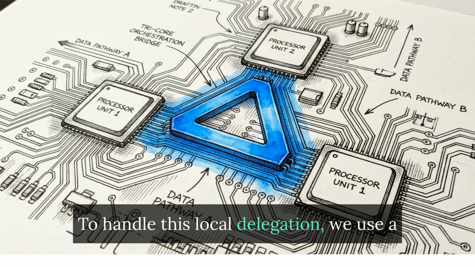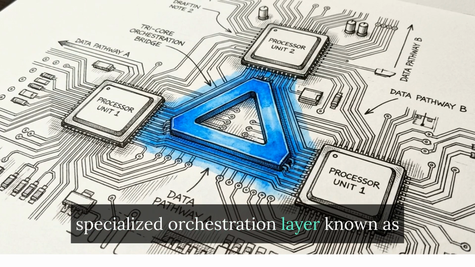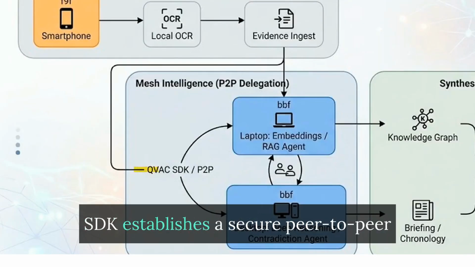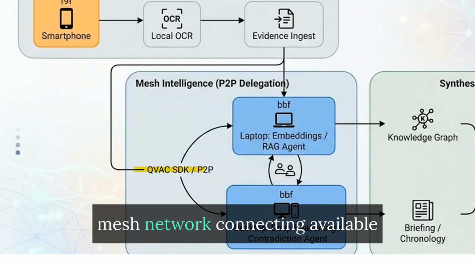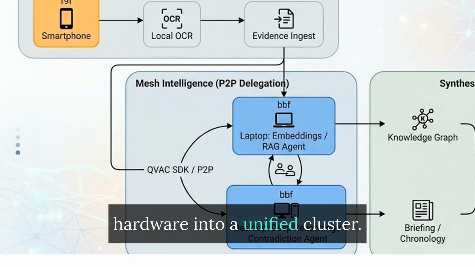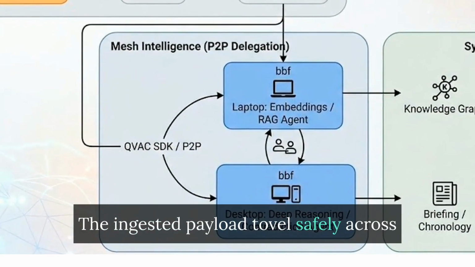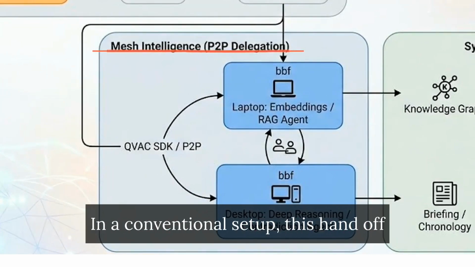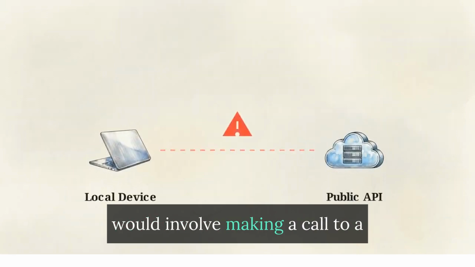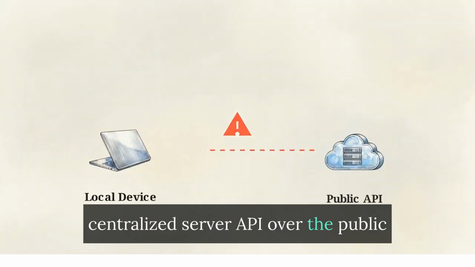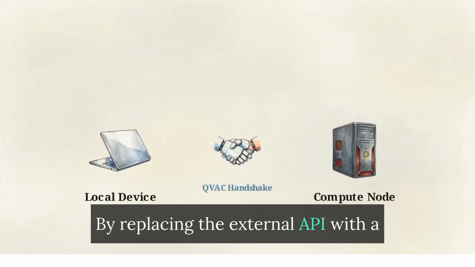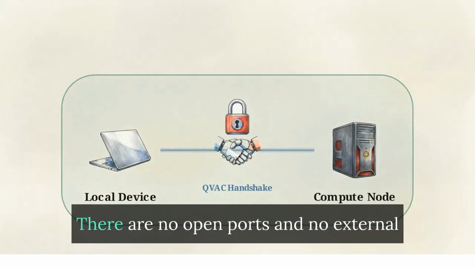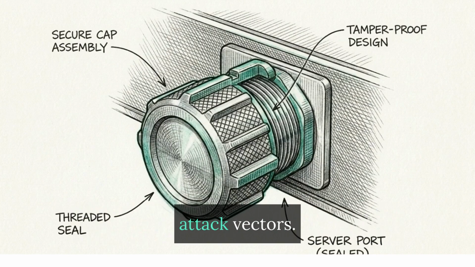To handle this local delegation, we use a specialized orchestration layer known as the QVAC SDK. Looking back at the architecture flow, the SDK establishes a secure peer-to-peer mesh network, connecting available local hardware into a unified cluster. The ingested payload toggles safely across this localized P2P connection, landing inside the mesh intelligence block. In a conventional setup, this handoff would involve making a call to a centralized server API over the public internet. By replacing the external API with a localized P2P handshake, the system achieves total network isolation. There are no open ports and no external attack vectors.